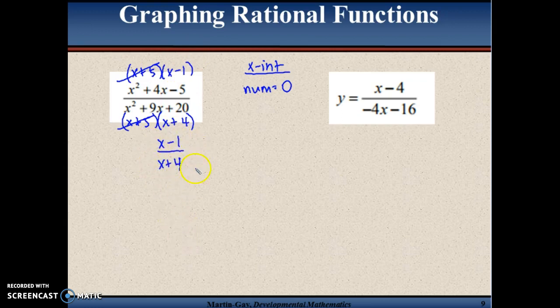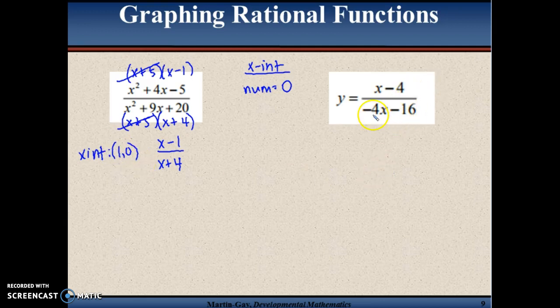I'm going to graph this and answer all my questions based on this new equation, but I can't forget about that x plus 5. We'll come back to that in a minute. So now to set my numerator equal to 0, I got x minus 1 equals 0, so that means that my x-intercept is at 1, 0.